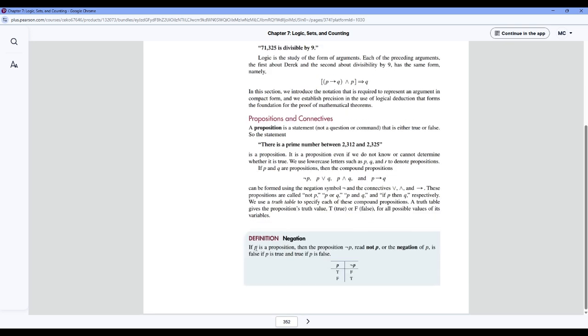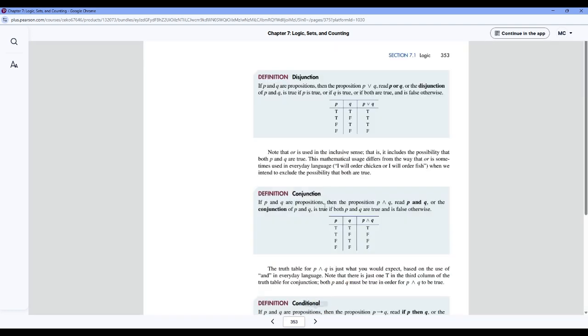All right, so here's the negation. If P is a proposition, then the proposition not P, or the negation of P, is false if P is true, and true if P is false. Oh man, a lot of true and false. So the disjunction: if P and Q are propositions, then the proposition P or Q is the disjunction.